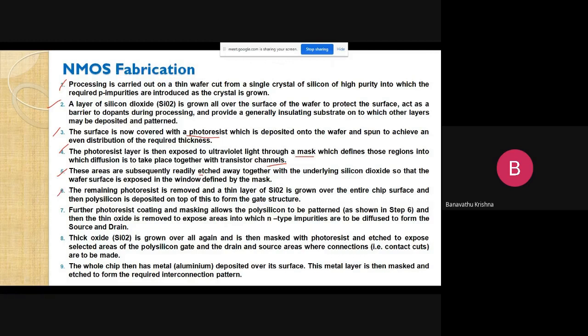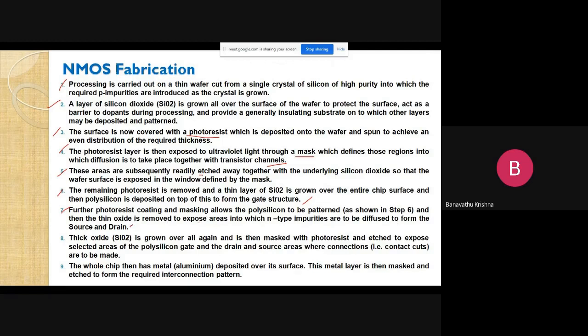And the sixth step is the remaining photoresist is removed and a thin layer of silicon dioxide is grown over the entire chip surface, and the polysilicon is deposited on top of this to form the gate structure. Further, the photoresist coating and masking allows the polysilicon to be patterned, and then the thin oxide is removed from exposed areas into which n-type impurities are to be diffused to form the source and drain regions.